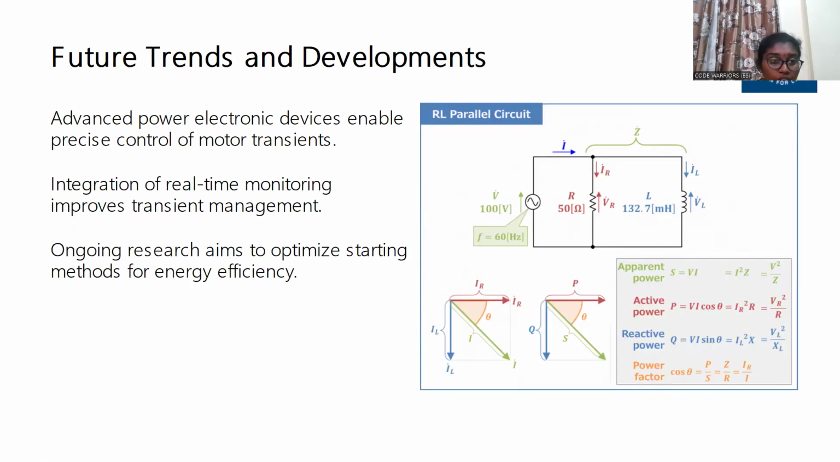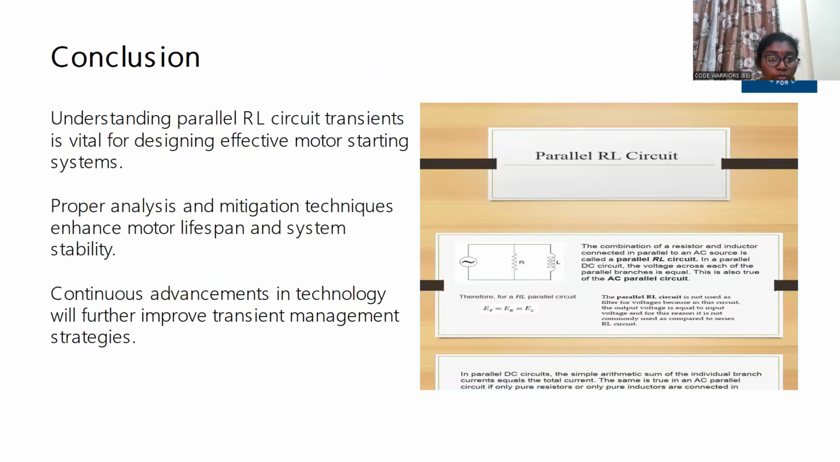Future trends and developments. Advanced power electronic devices enable precise control of motor transients. Integration of real-time monitoring improves transient management. Ongoing research aims to optimize starting methods for energy efficiency. Conclusion: understanding parallel RL circuit transients is vital for designing effective motor starting systems. Proper analysis and mitigation techniques enhance motor lifespan and system stability. Continuous advancements in technology will further improve transient management.